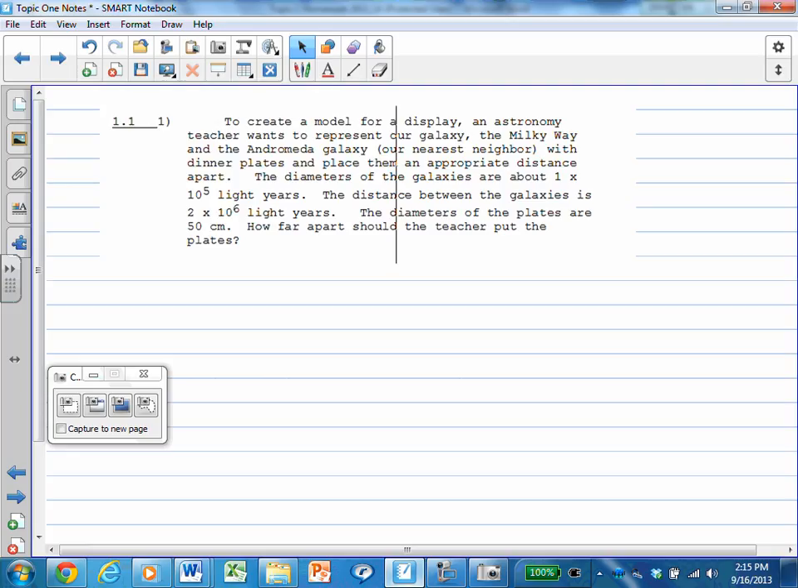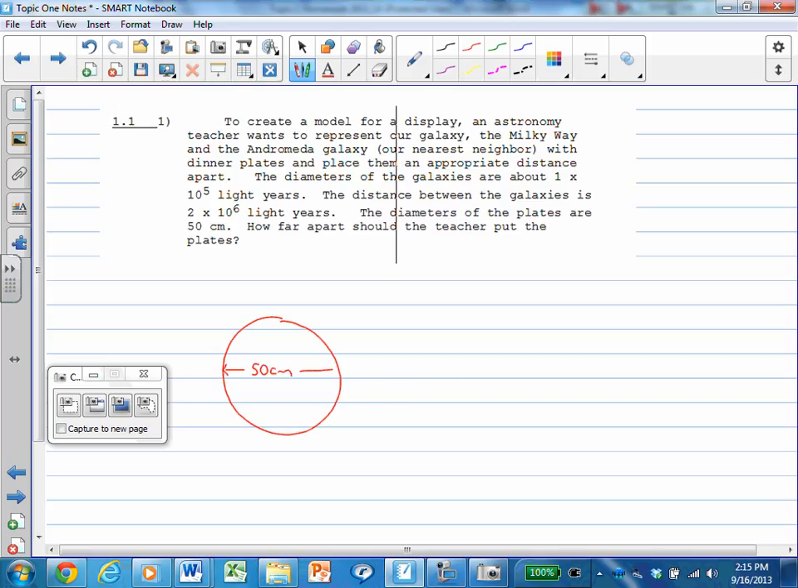All right, well, let's see. We have a plate, right? The plates are 50 centimeters across. This isn't only model, it says 1.1, but it's really a combination of 1.1 and 1.2 because we're going to do some conversions. We're going to do conversions with an equivalence factor, a scale. This many centimeters equals this many light years. So because the diameters of the galaxies are 1 times 10 to the 5 light years, we know that 50 centimeters equals 1 times 10 to the 5 light years.